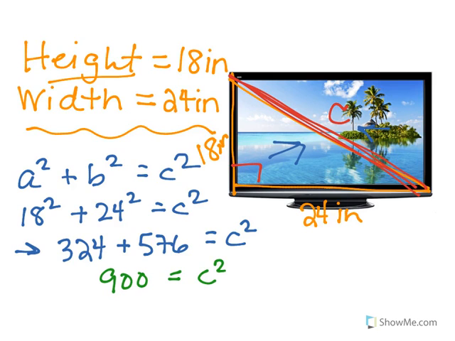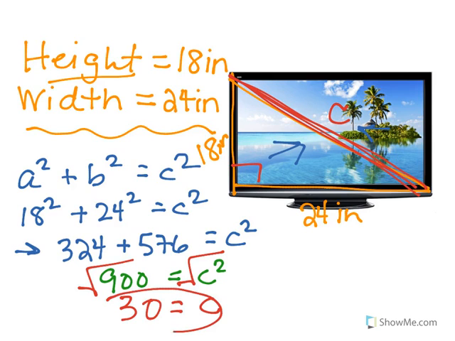Then we take the square root of both sides so we can get that c squared down to 1c. And if we use our calculator and use the square root, then we would get the answer 30. So that means that c is 30 inches. So this TV would be considered a 30-inch TV.